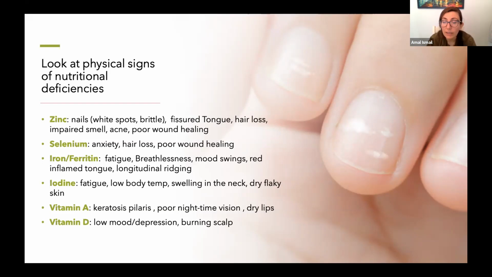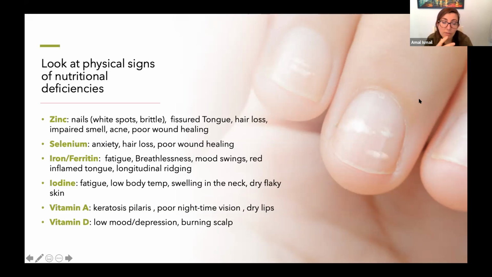We think of selenium, that's anxiety, hair loss, again, also poor wound healing. We look at iron and ferritin, fatigue, a very common sign of low iron or ferritin in the body, breathlessness, mood swings, a red and inflamed tongue, longitudinal ridging on the nails. When we think of iodine, that's again fatigue because you're unable to produce enough thyroid hormone. There's low body temperature. Again, that's the result of thyroid dysfunction because it's the regulator of your basal temperature. You get swelling in the neck, you get dry, flaky skin.